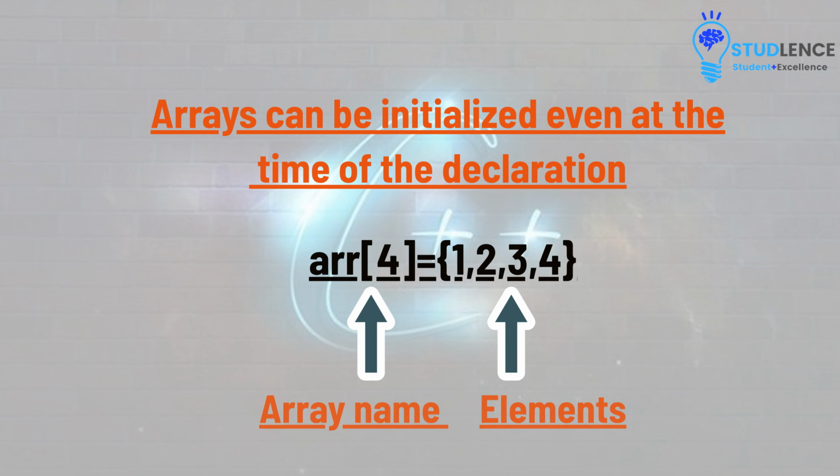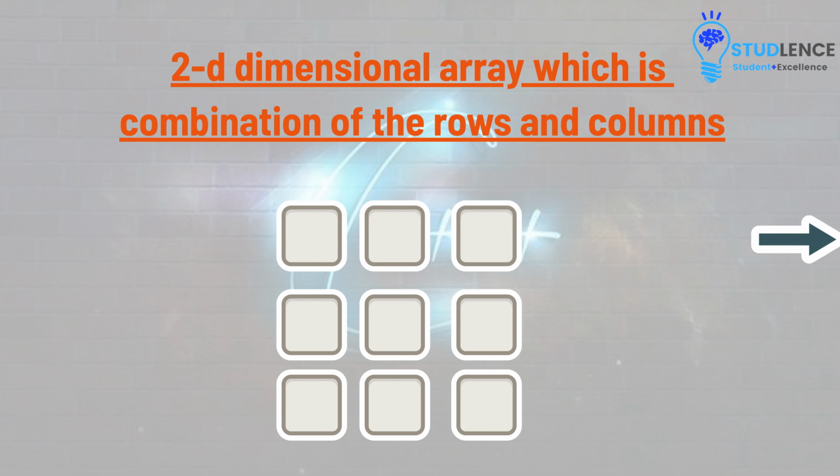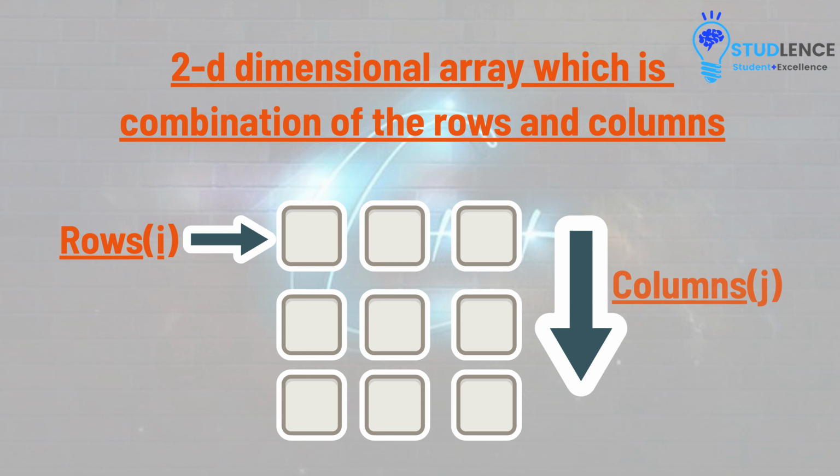Then comes the two-dimensional array. A two-dimensional array is basically a combination of rows and columns kept together, or we can also take a matrix as an example. As we can see on the screen, we have the row mentioned as I and the column mentioned here as J.